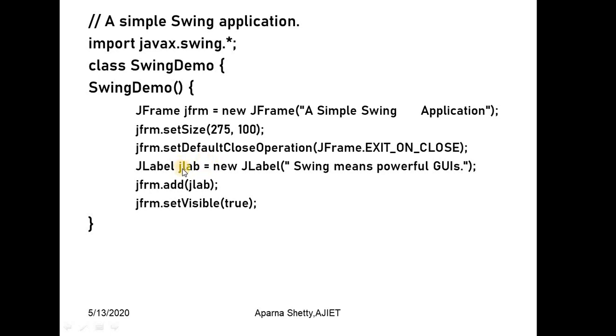Next I'm creating a new JLabel, and the text displayed on that label will be "Swing means powerful GUIs". Add this JLabel to the frame and set the visibility of the frame to true. So here we have created a frame, set the size and default close operation for that frame, created a new label, added that label to the frame, and set the frame visibility to true.